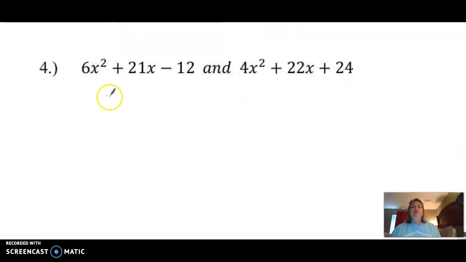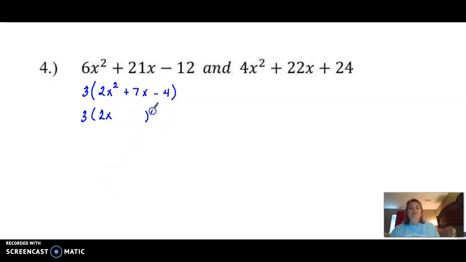So one more example. Notice we have bigger numbers. Don't let the bigger numbers throw you off or confuse you. Between 6, 21, and 12, well, 6 is not a common factor, but 3 is. So I would take out a 3 and be left with a 2x squared, a 7x, and a 4, minus 4. Now we try to factor that.